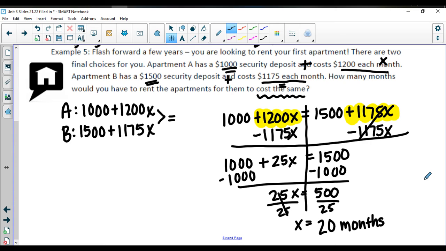What that means for you is that if you're going to stay at the apartment for less than 20 months, let's say you're only going to stay there for 15 months, one of the apartments is going to be cheaper, and you could plug in 15 for x and figure out what your cost would be at them. If you're going to stay at the apartment for, let's say, 2 years, 24 months, that means that the other one's going to end up being a cheaper option for you. But if you're going to stay in the apartment for only 20 months, you would be able to pick either apartment and it really wouldn't matter because the cost would end up being the same.